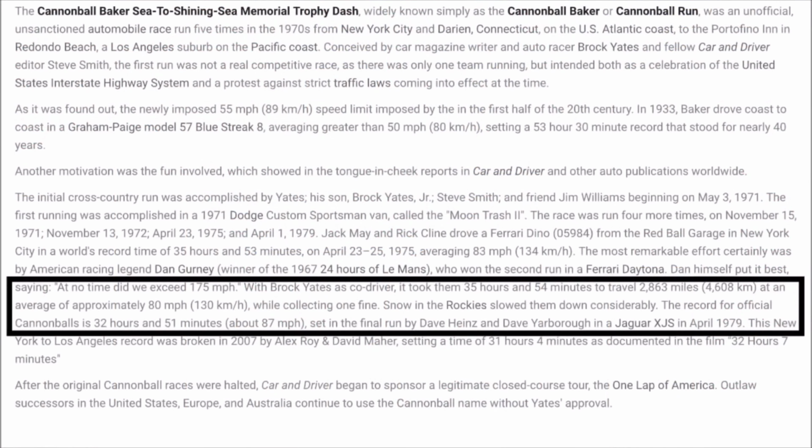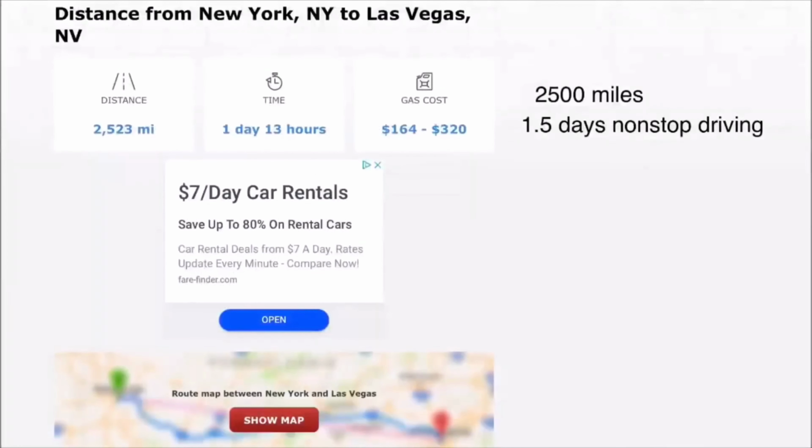So what I had to look at to really get it figured out is just simply the driving distance. So I thought about the Cannonball Run, or the Cannonball Cup, or whatever you want to call it. They have a bunch of different names because they have some kind of trademark copyright on the Cannonball name still.